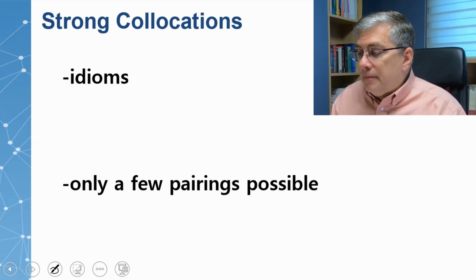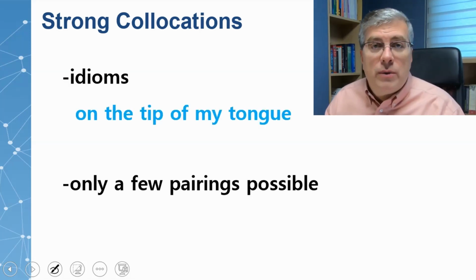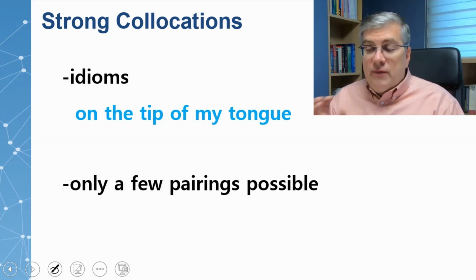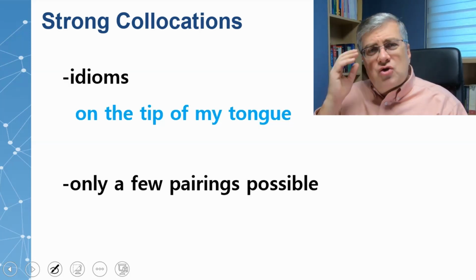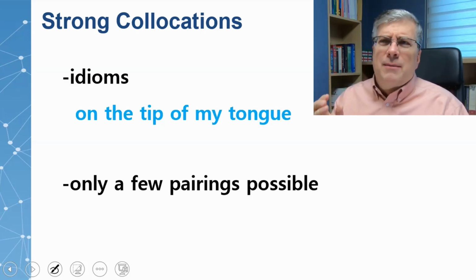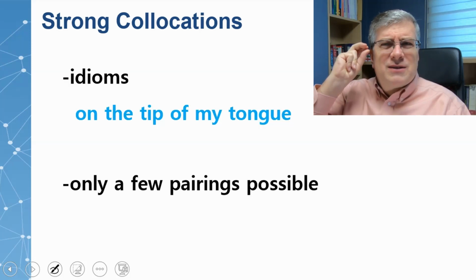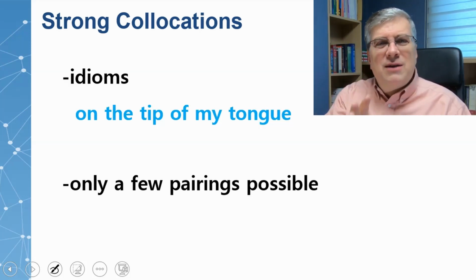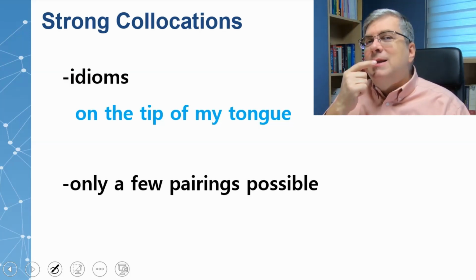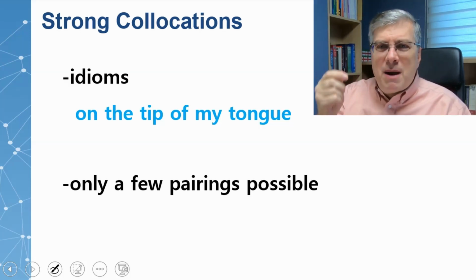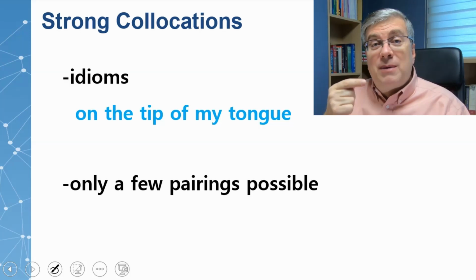Let me give you an example. Now, you may or may not know the idiom on the tip of my tongue. What does this mean? Very quickly, what it means is that you're trying to remember, for example, somebody's name, right? You know their name. It's right there. It's just on the edge. You're about to say it. You can't say it right away, but give yourself 10 seconds, 30 seconds, you'll get that person's name. It's right on the tip of your tongue. I know it. Just give me a few seconds. I'll remember that person's name. It's on the tip of my tongue.